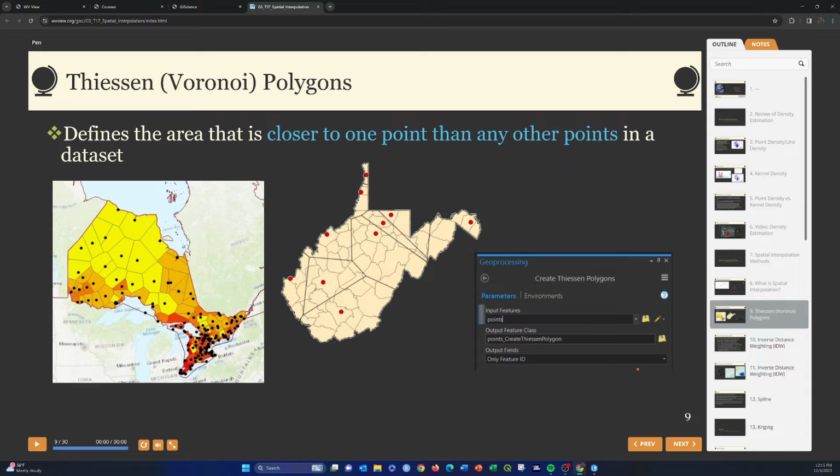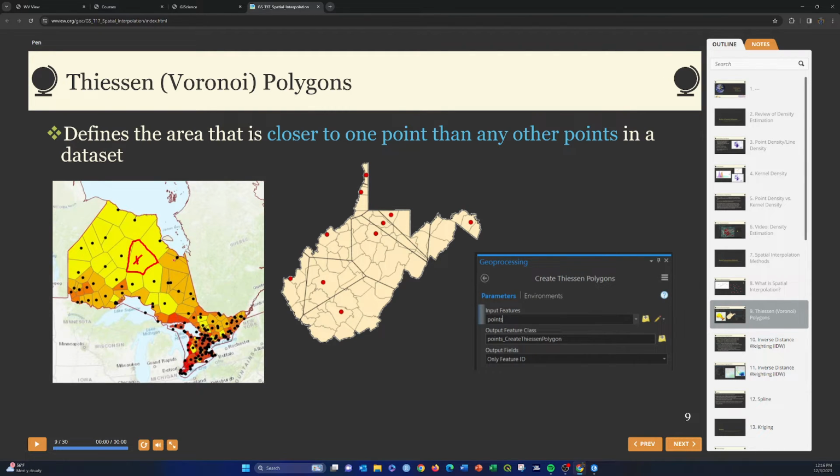Thiessen or Voronoi polygons we already talked about in the context of vector-based spatial analysis and geoprocessing. The idea here is to find the area that's closest to one point than any other point. In this data set, all these points represent meteorological or weather stations in Ontario. For example, all the area here is closer to this weather station than it is to any of the other weather stations represented by black dots.